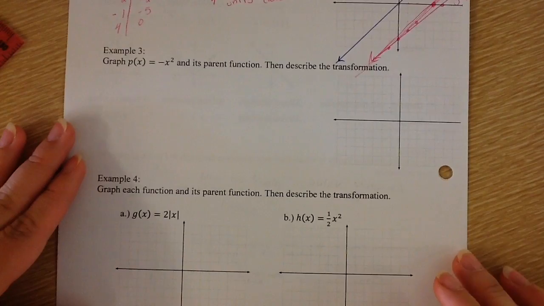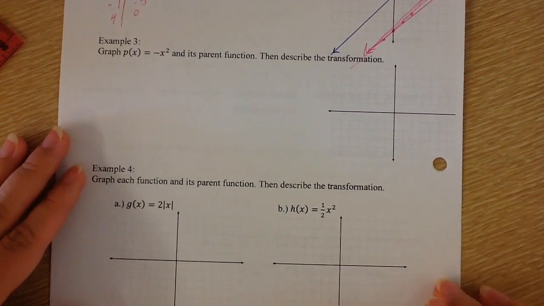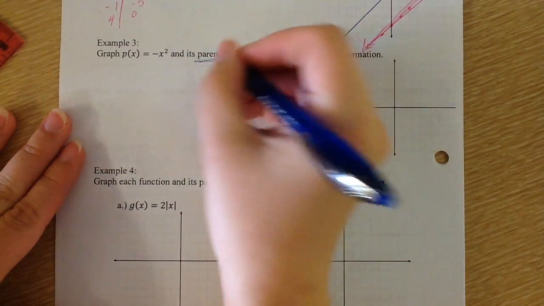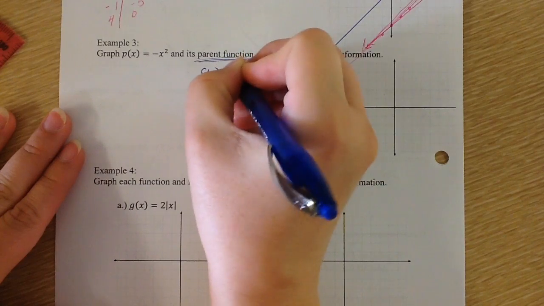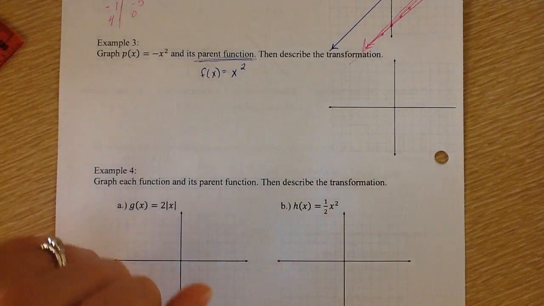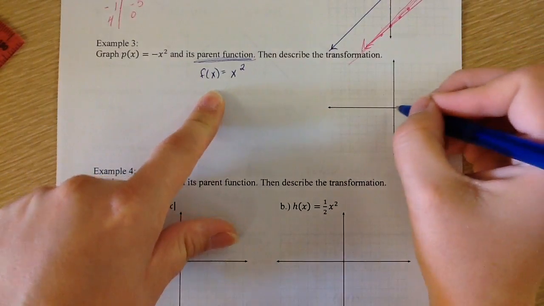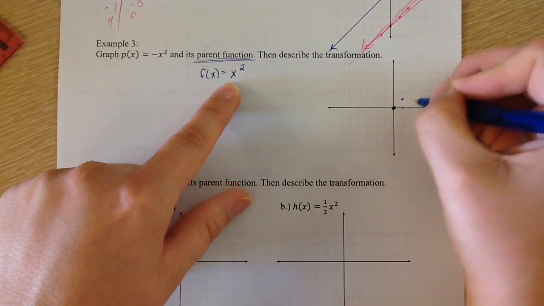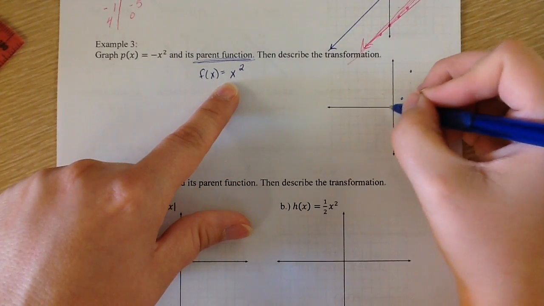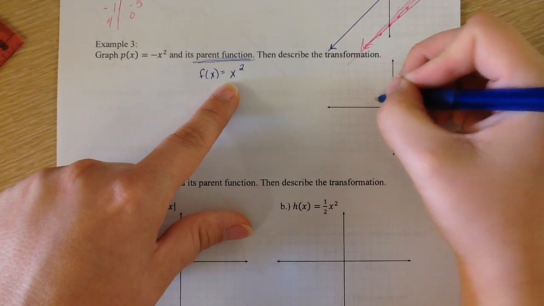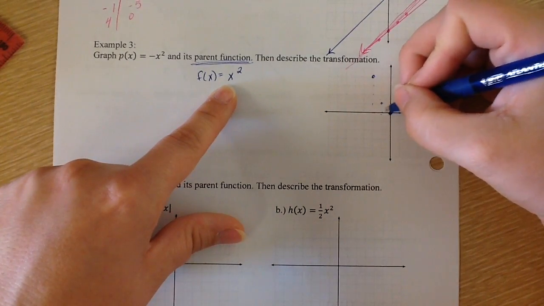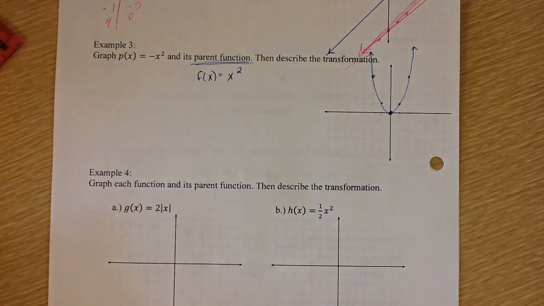Okay, so let's go ahead and do example 3. So here's the graph, p of x equals negative x squared, and its parent function. Then describe the transformation. Well, first, we should be able to easily identify its parent is our quadratic, x squared. And so the graph of our quadratic, well, when I put in a 0, we get 0. When we put in a 1, we get 1. Put in a 2, we get 4. Put in a negative 1, we get 1. Negative 2, we get 4. Okay, and we could go look on the front page and see what the parent looks like. The parent is going to look like that.